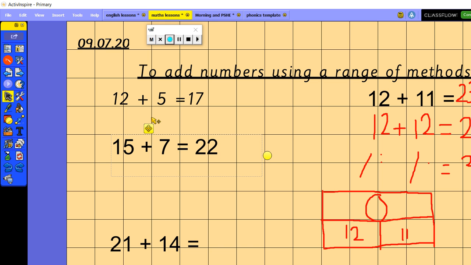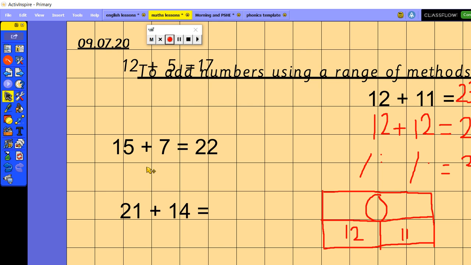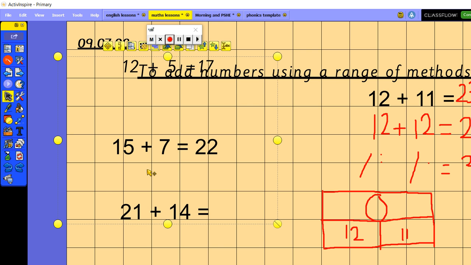All right. So the final calculation we're going to work out together this morning is 21 add 14. Okay, now again, we can use any one of these calculations. It's not a near double because 21 and 14 are not near each other. So we're not going to use a near double. We could use our jottings and we could use our bar model.